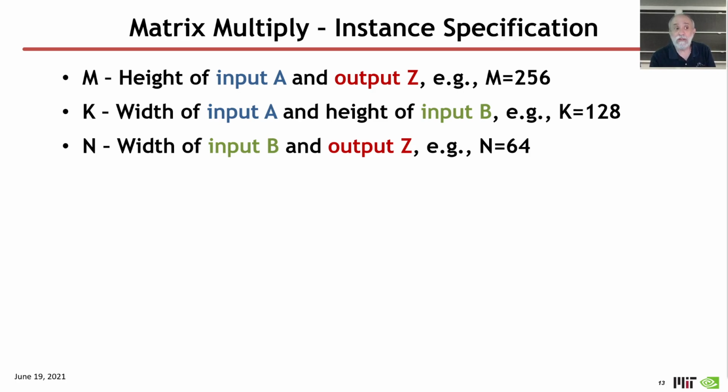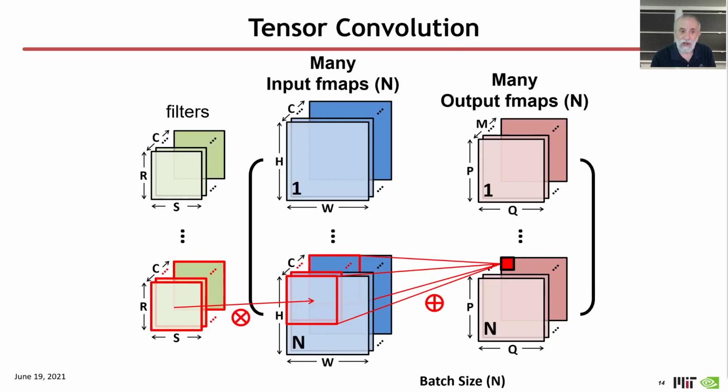And n is going to be the width of input B and the output of Z, and it might have a concrete value of 67. So that's how we would specify precisely the problem of matrix multiply using the Einsum notation and its instance by specifying concrete values for m, k, and n. Another common tensor problem that we might want to express is tensor convolution.